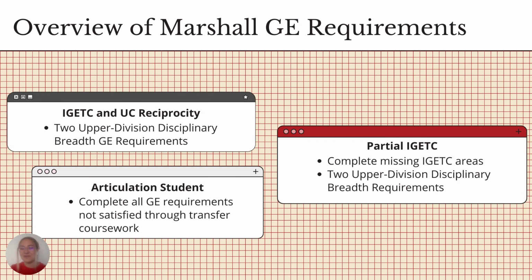To review, if you have been certified as having IGETC or UC Reciprocity, you will be cleared from all lower division GE requirements at Marshall College. You will need to complete just two upper division disciplinary breadth GE courses. If you have partial IGETC, you must complete any deficient IGETC areas, as well as two upper division disciplinary breadth GE requirements. Articulation students must complete all GE requirements that were not satisfied through transfer coursework. This information and additional information about GE requirements can be found on the Marshall College website.